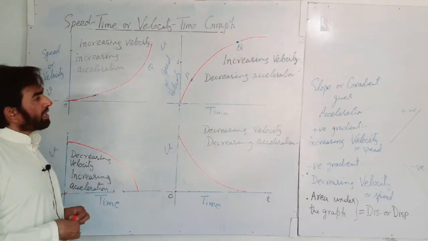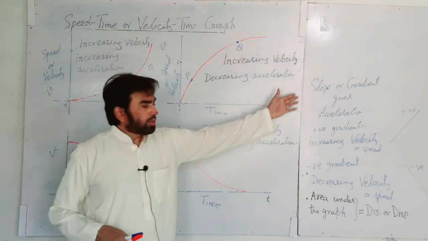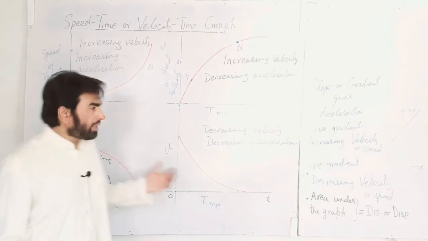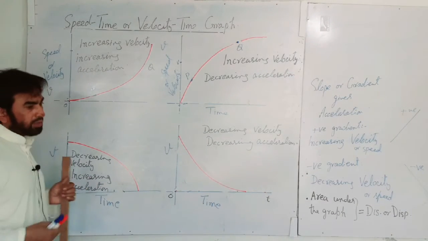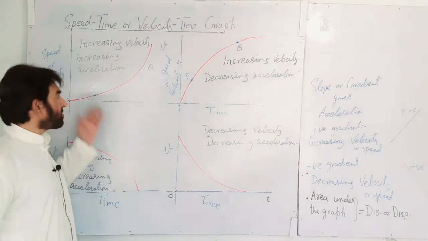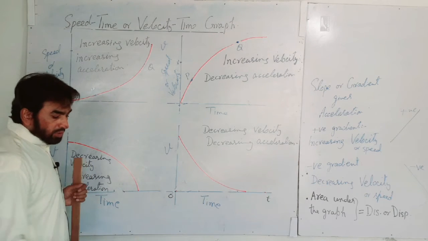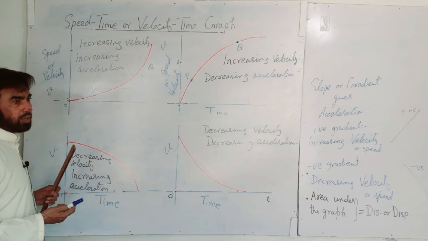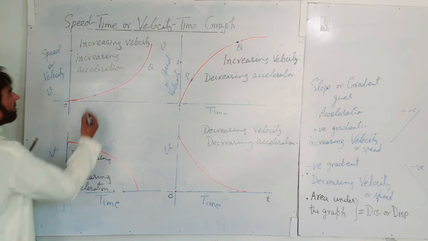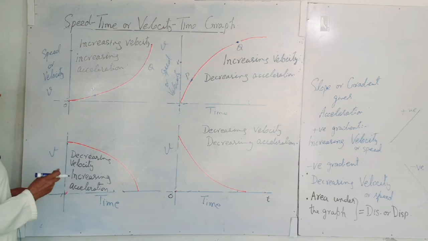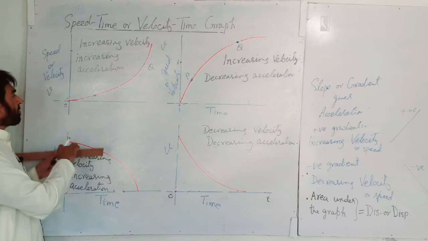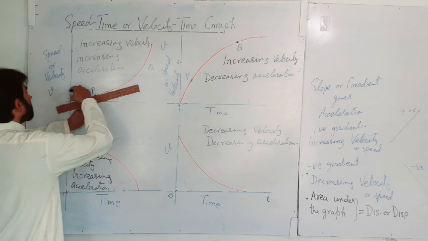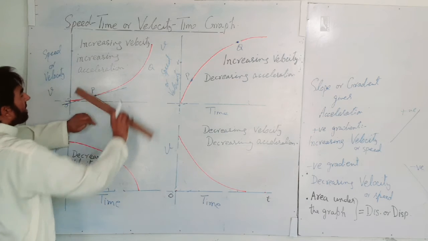As I told you, the slope or gradient of the velocity time graph gives you the acceleration. Now let us draw the slope of the graph at certain points, because these are curves. To find out the slope of a curve, we have to draw the tangent at any point on the curve. For example, I am considering this point P. To find out the acceleration at this point P, I have to draw a tangent line. So this tangent line gives you the acceleration.